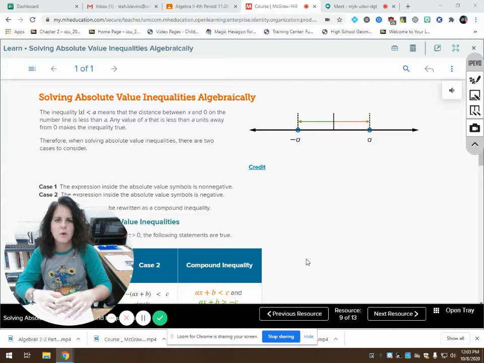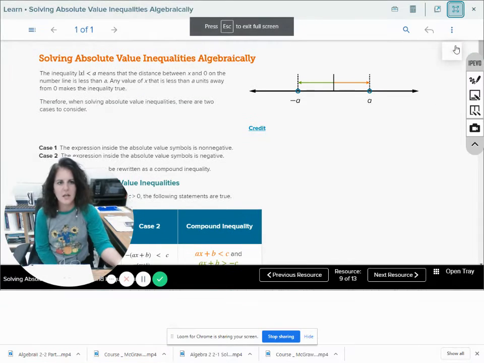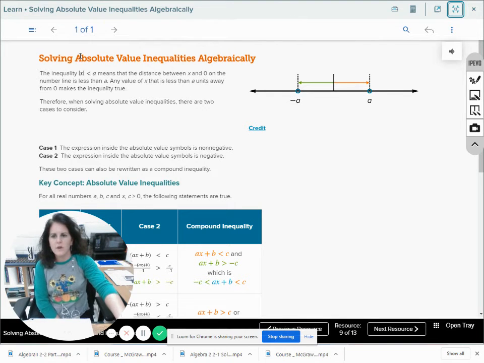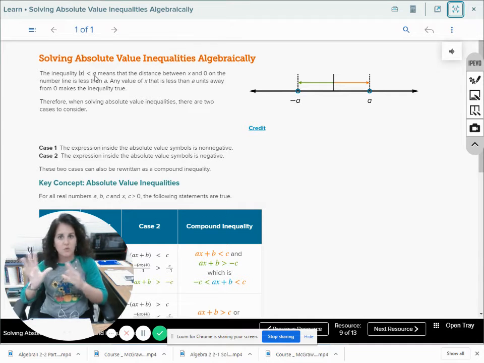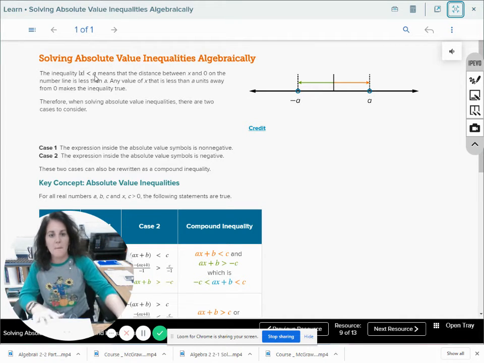Hey, so this is the second part of our lesson on solving absolute value equations and inequalities, and we're going to jump in today beginning with the inequality part of it. So thinking about the inequality of an absolute value, this one says the absolute value of x is less than a. This means that the distance between x and 0 on the number line is fewer than a units. So any value of x that is less than a units away from 0 makes the inequality true.